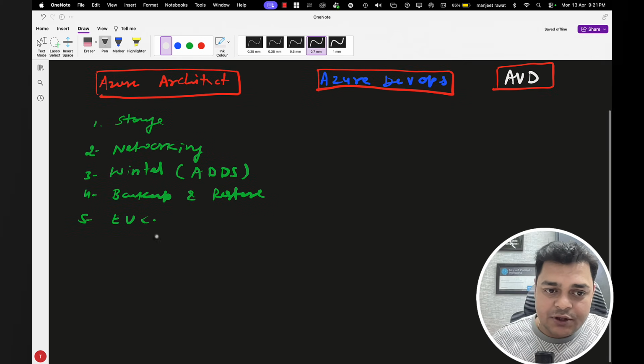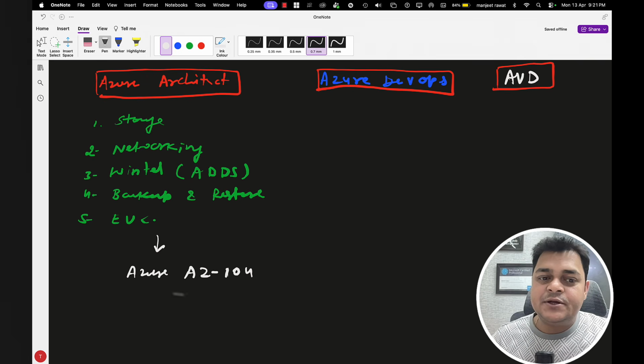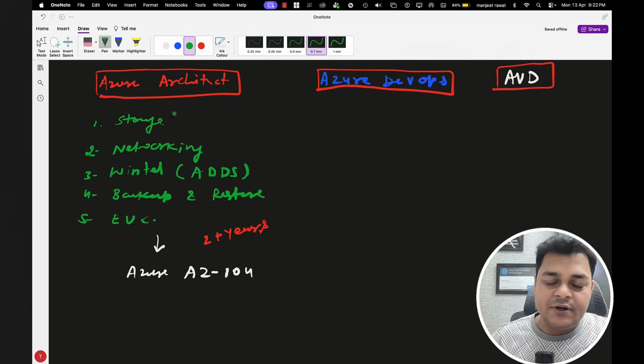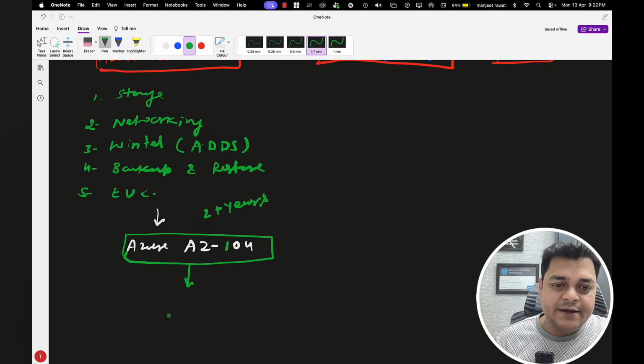In this situation, you should start your journey with Microsoft Azure AZ 140. Do not apply for AZ 900, because as per the experience, if you have experience of 2+ years, please do not prepare for the fundamentals, right? And after AZ 104, your responsibility is to prepare yourself for AZ 305.